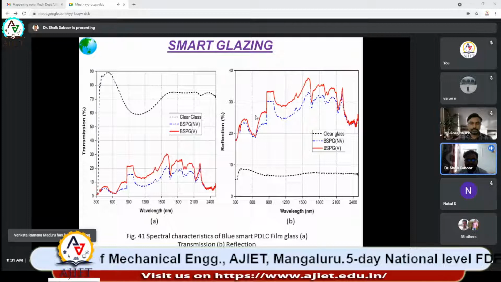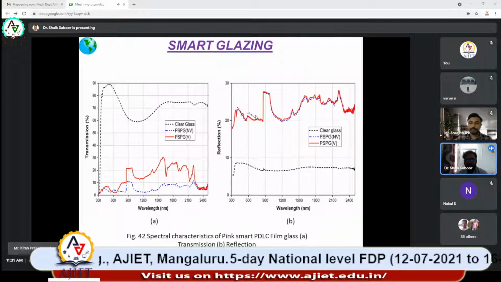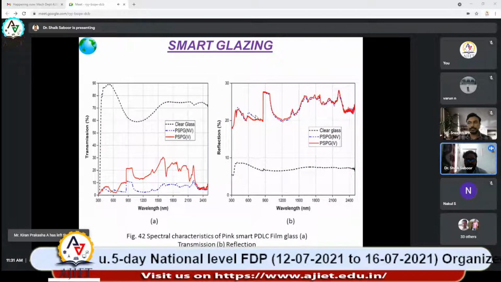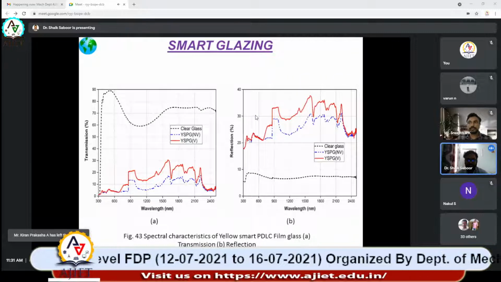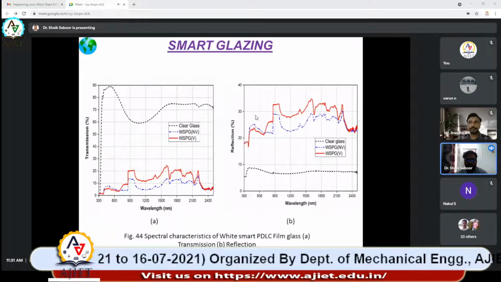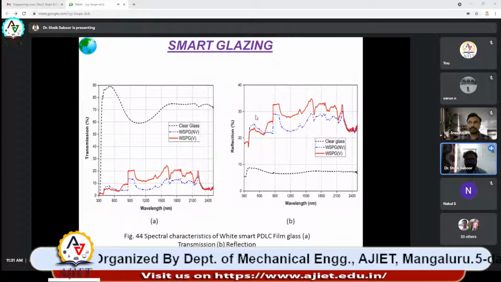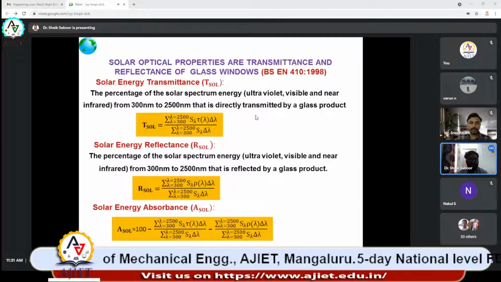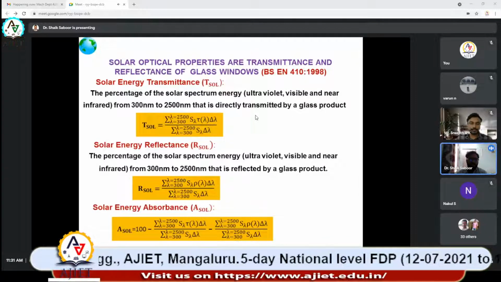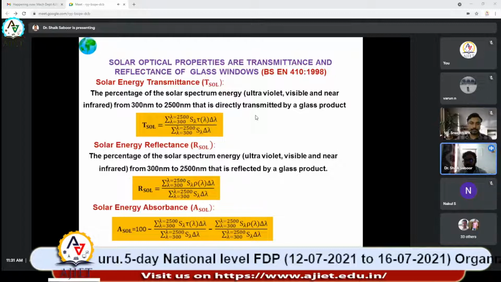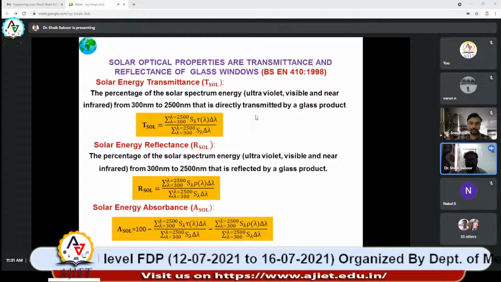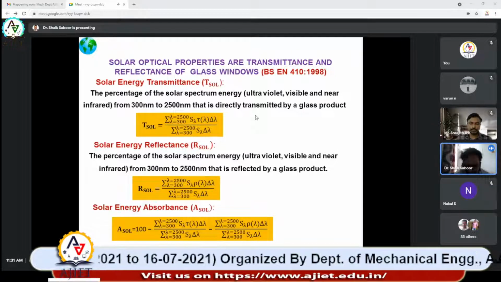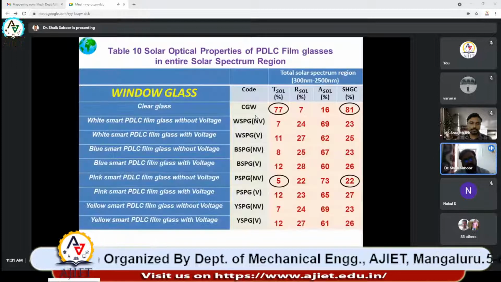This is the case even for the pink colored smart PDLC film glass, the yellow colored smart PDLC film glass, and also the white colored smart PDLC film glass. So we explored the properties. We need to get ultimately three properties: solar transmittance, solar reflection, and also solar absorption. These things are very, very important.